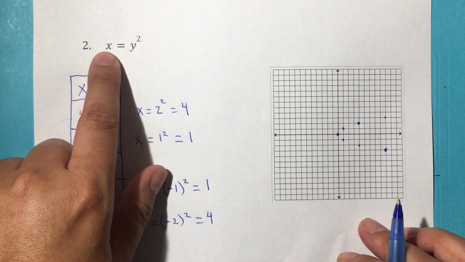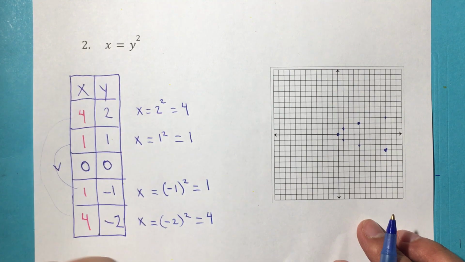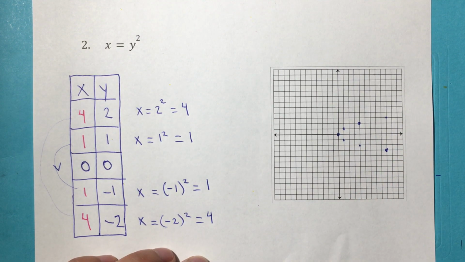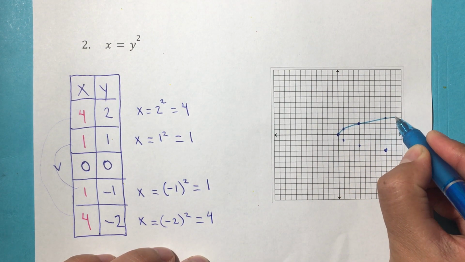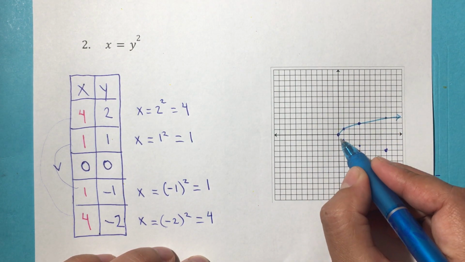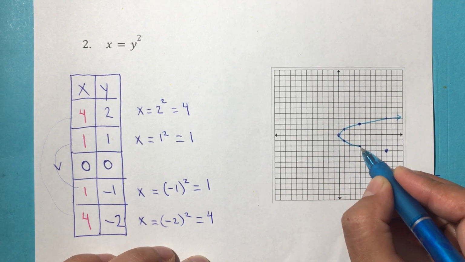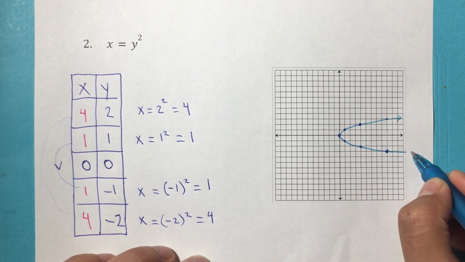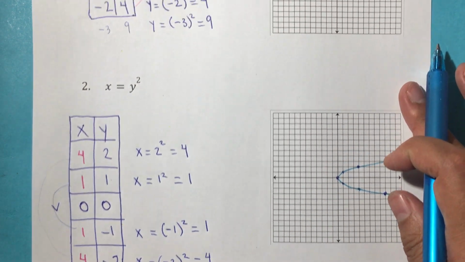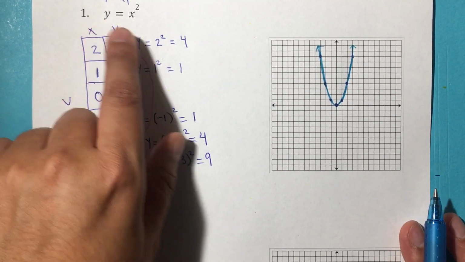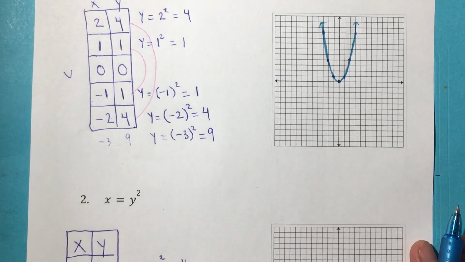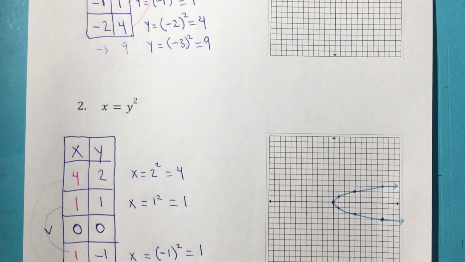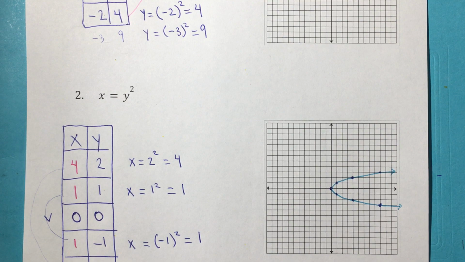Notice how when x is isolated, the mother graph is hugging the x-axis. And when we had y isolated, then it's hugging the y. Okay, so those are our two mother graphs.